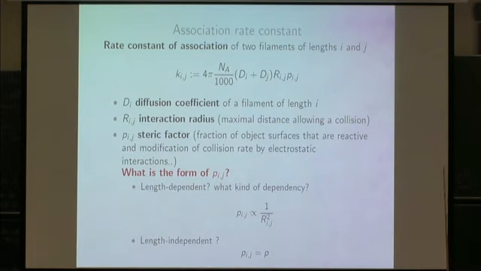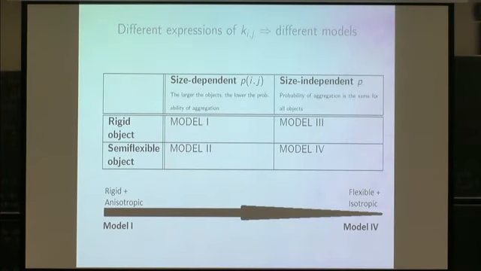So now I can form different expressions for my K_IG. My K_IG is the rate of collision times the probability of aggregation. So two types of description, rigid object or semi-flexible, and after, a length-dependent probability, depending on the length of my object, or just constant.